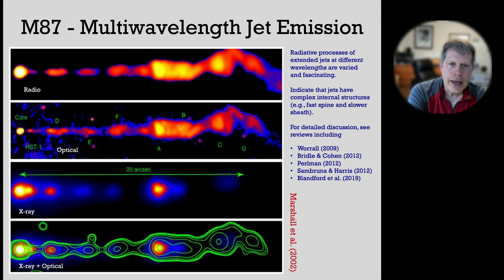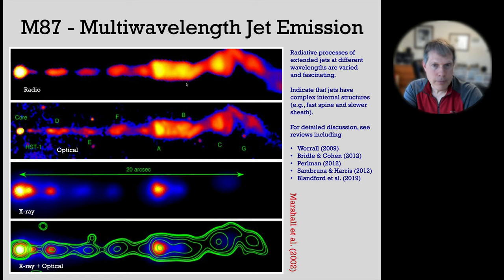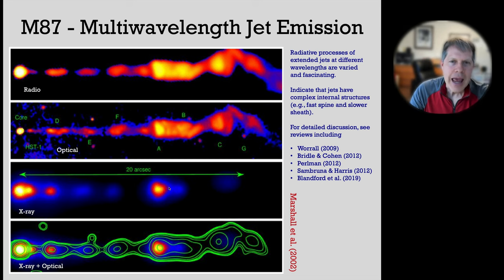And detailed studies, not only of M87, but of many systems, as we'll talk about, have shown that the radiative processes of extended jets at the different wavelengths are varied and quite fascinating. Again, the radio is synchrotron to a large extent, but what exactly is going on to make the optical and the X-ray? Well, that's where things get much more complicated. However, I will say that an enormous amount of insight has been gained by looking at all of these multi-wavelength constraints upon the jets.